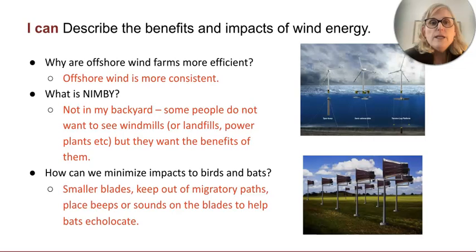Let's talk about what NIMBY is. NIMBY is an acronym for not in my backyard. Some people do not want to see windmills or landfills or power plants, but they want the benefits of them.